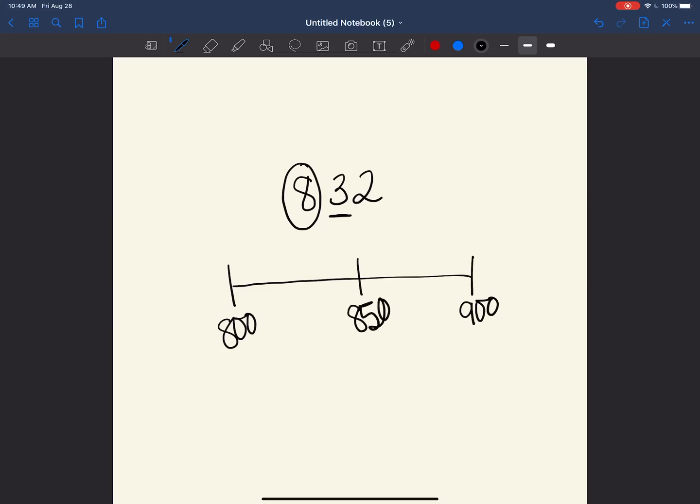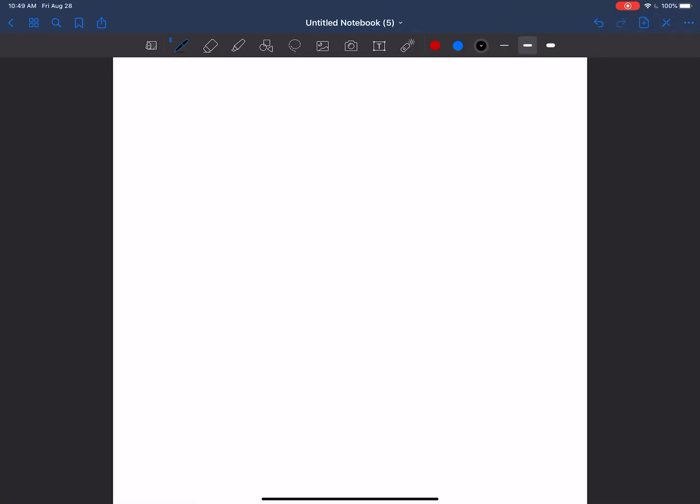Now, where does 832 fall on this number line? Before 850 or after? I know that 832 comes before 850. So, is this number closer to 800 or is it closer to 900? It is closer to 800, so I know that it rounds down to 800. All right, we'll do one more together, and then if you still need help, please let me know.